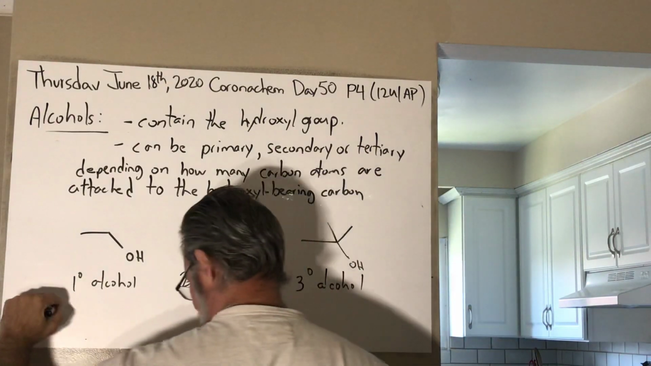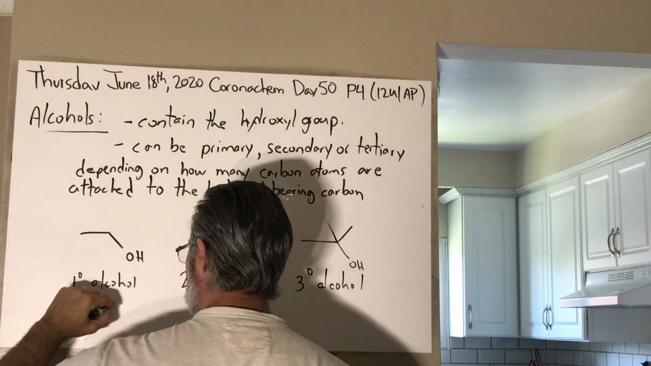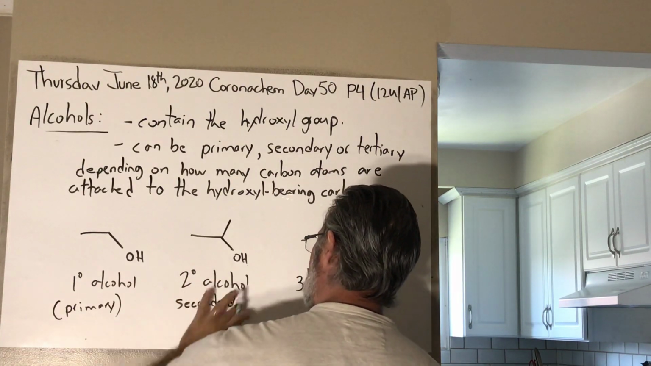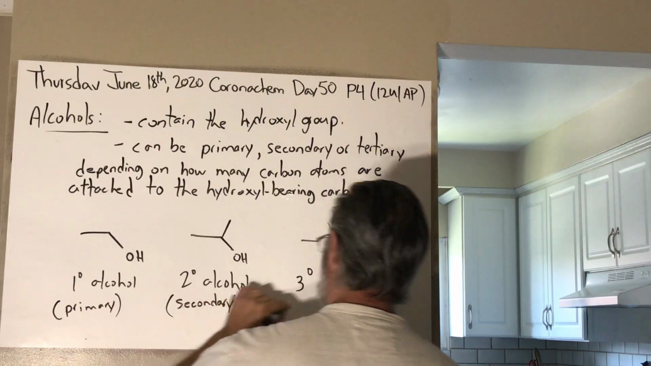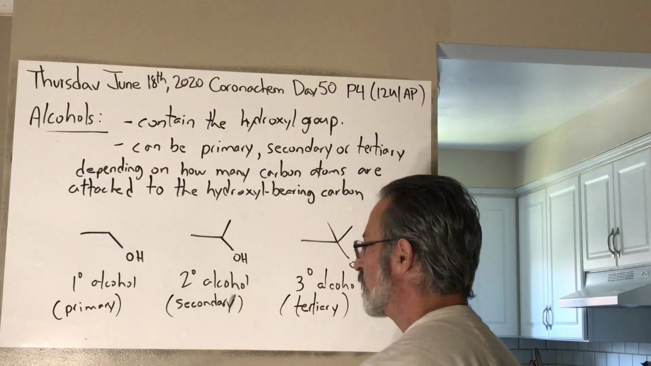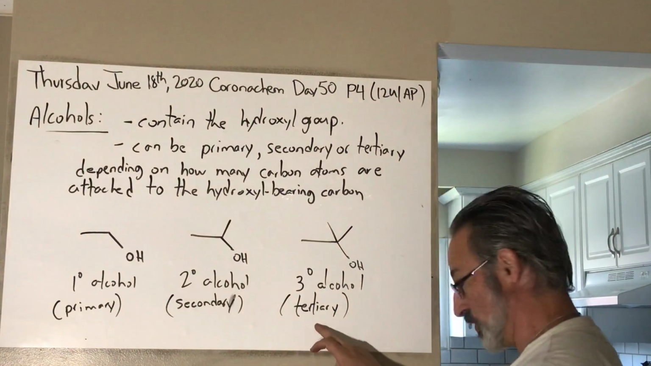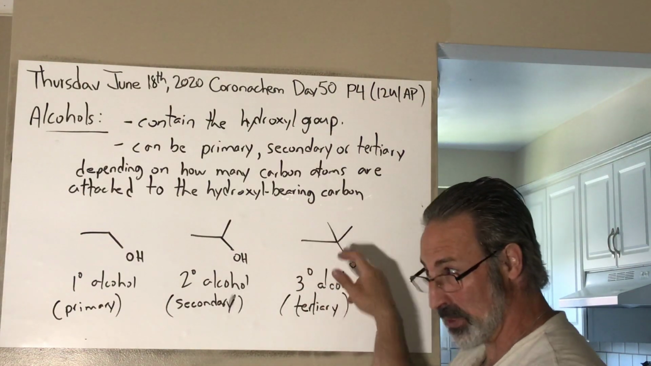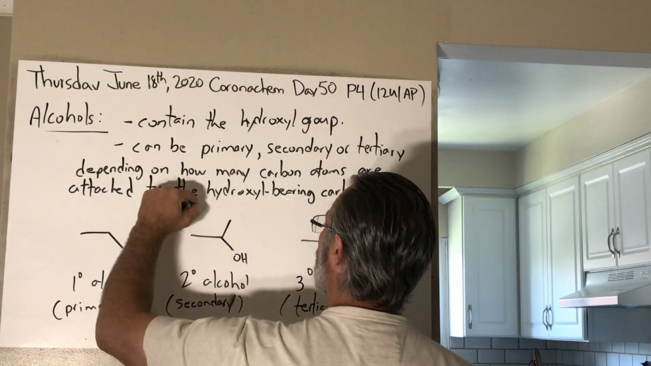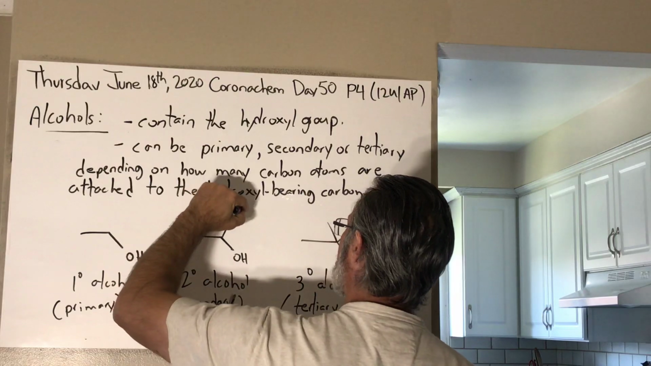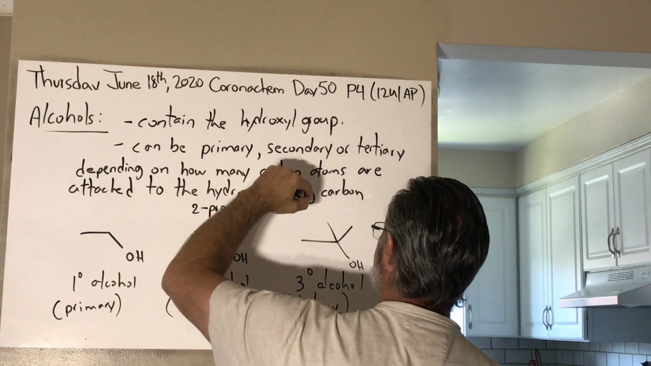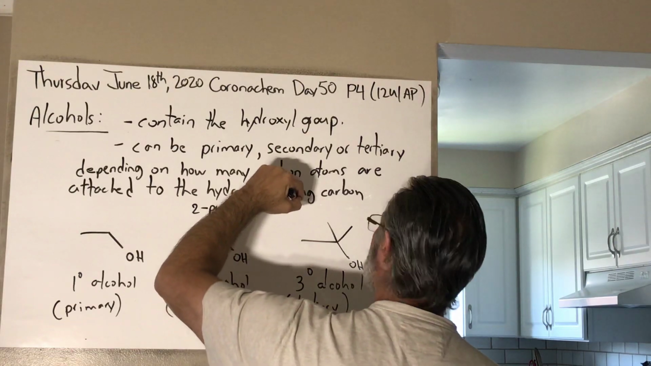So primary, secondary, and tertiary. Sometimes when they name alcohols, you'll see sec in the name or tert in the name. That's what it's implying. And this, by the way, is called 2-propanol. This is the official name for it. This is called 2-methyl 2-propanol.